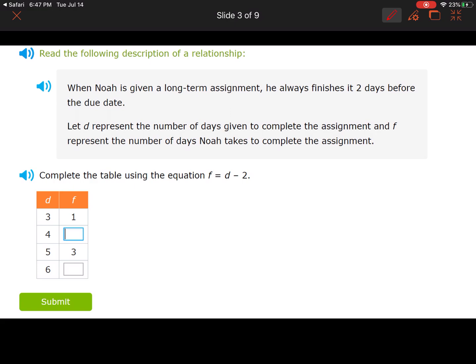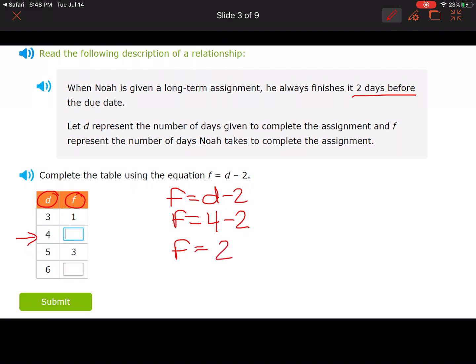Next one. When Noah is given a long-term assignment, he always finishes it 2 days before the due date. That's very responsible. Let D represent the number of days given to complete the assignment and F represent the number of days Noah takes to complete the assignment. So we have F equals D minus 2. Okay? So here's our D value. We're trying to figure out our F values. So the first one is D is 4. So we're going to replace the D with 4 and subtract 2 to figure out what F is. So F is going to equal 4 minus 2, which is 2.